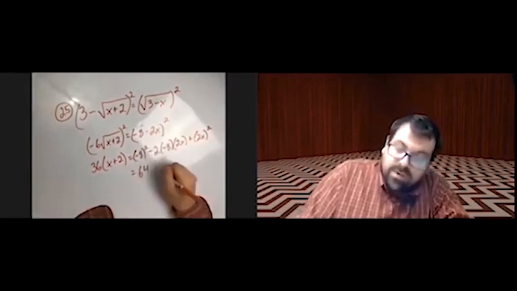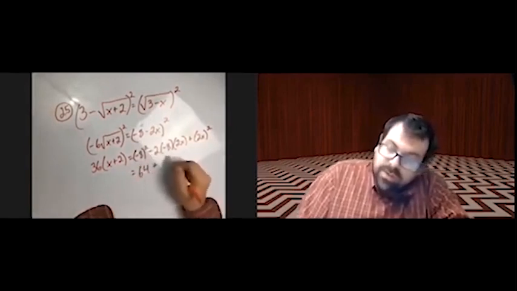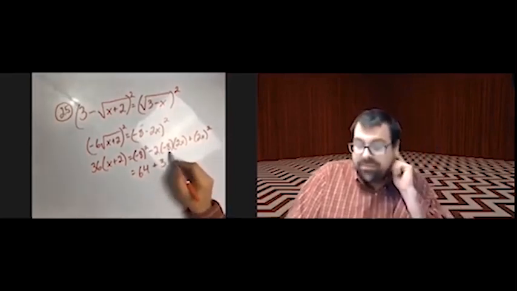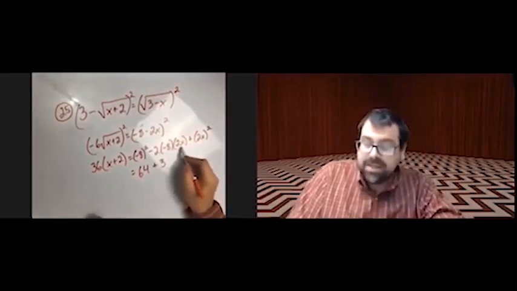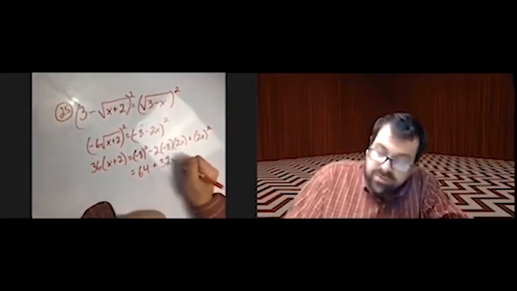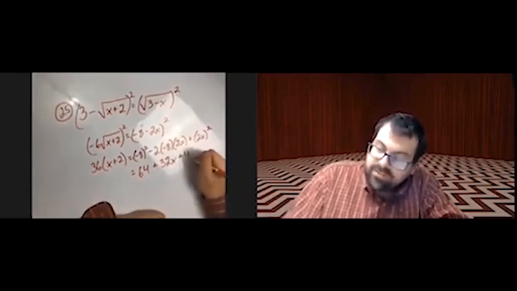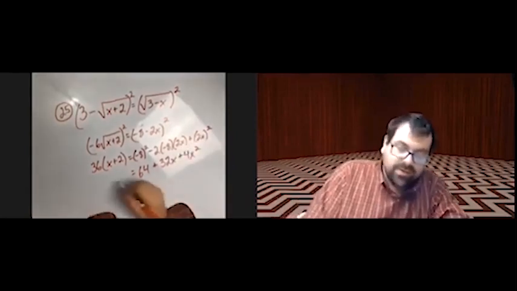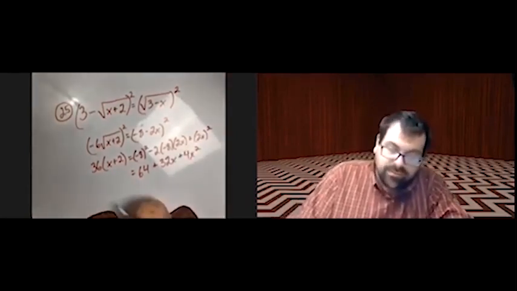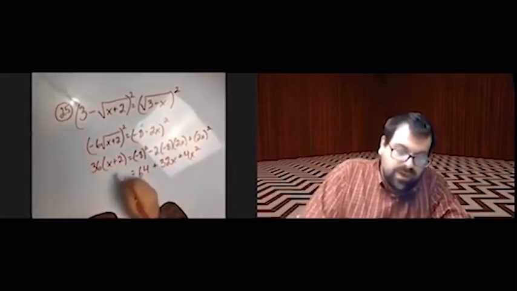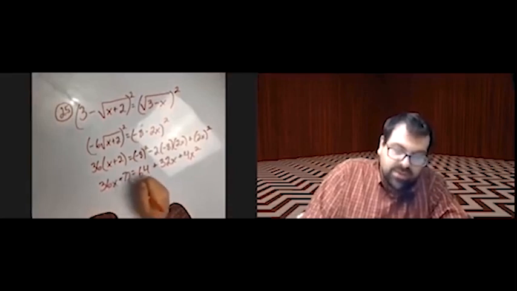You'll get 64 plus 2 times 8 is 16 times 2 is 32x plus 4x squared. And over here, distribute the 36: 36x plus 72.